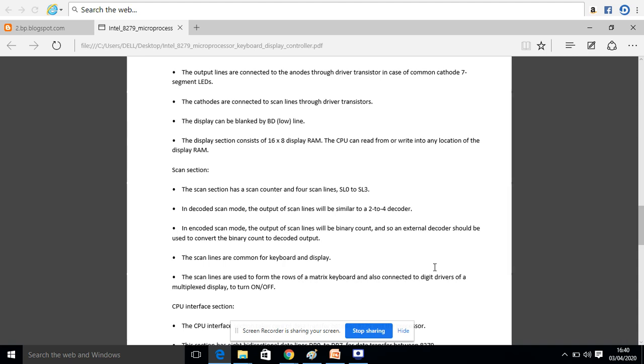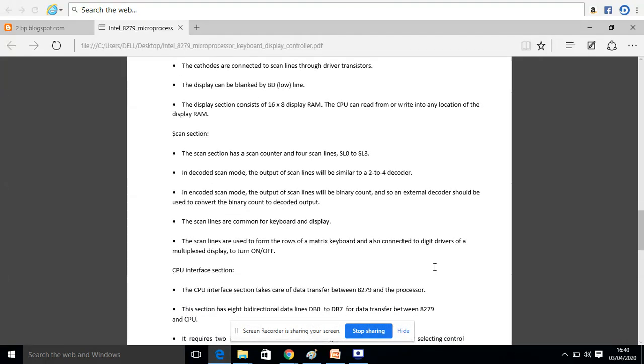The scan section has a scan counter of 4 lines, SL0 to SL3. In decoded scan mode, the output scan lines will be similar to a 2 to 4 decoder. In encoded scan mode, the output of the scan lines is binary count, so an external decoder should be used to convert the binary count to decoded output. Scan lines are common for keyboard and display. The scan lines are used for the matrix keyboard and are also connected to the digit drivers of the multiplexed display, turning them off and on.